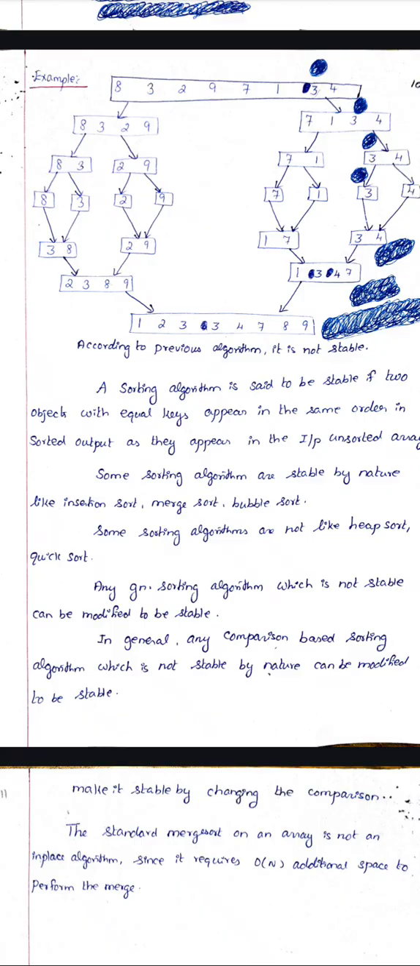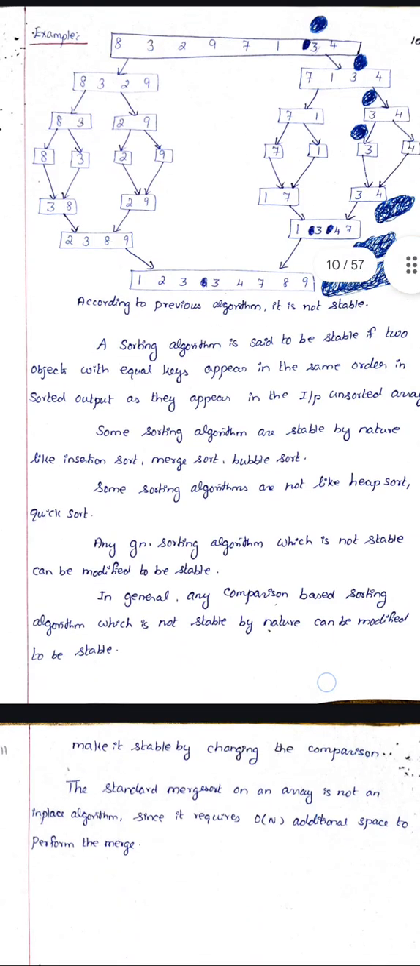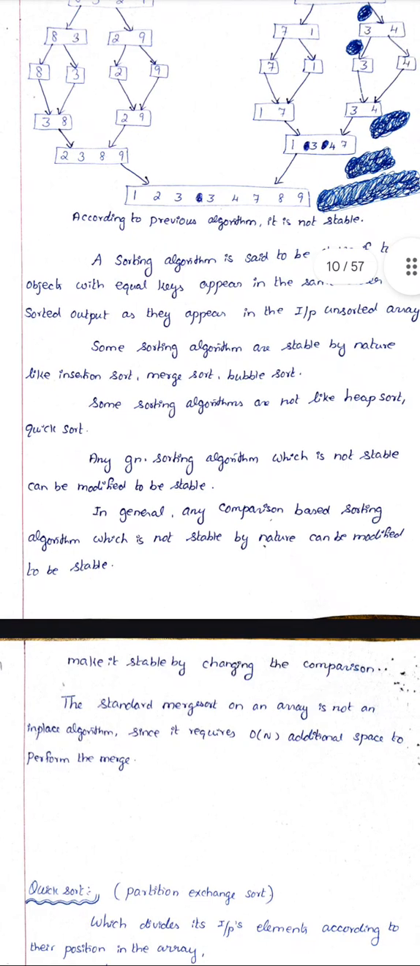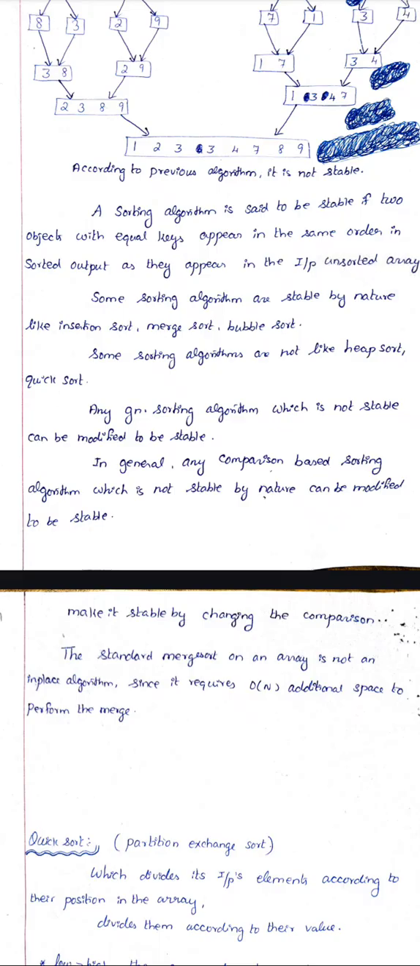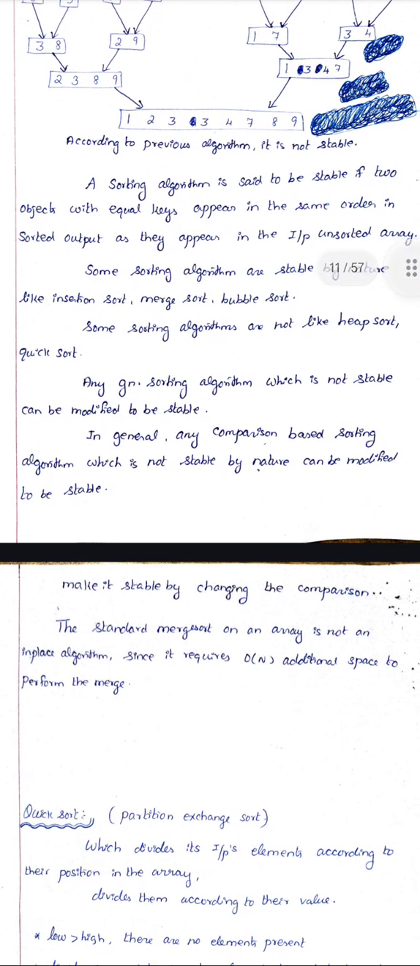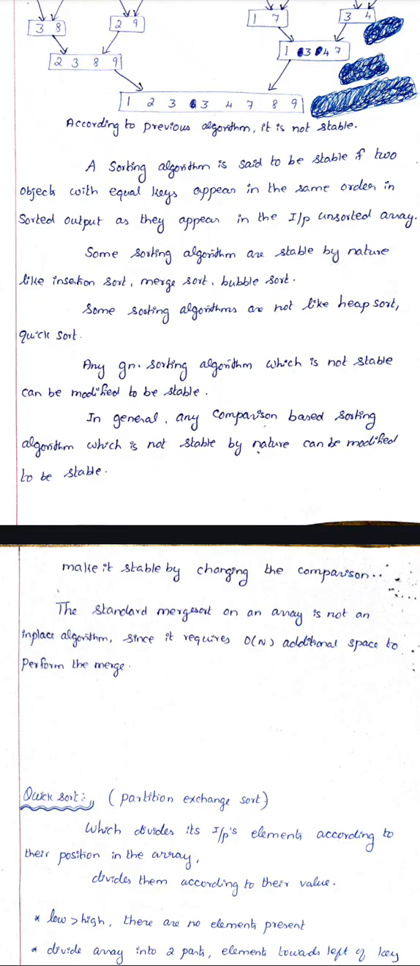The first element of this, if it is greater than the second instance's first element, that will be considered for the combined array. In the same way, combine all the elements. According to the previous algorithm, it is not stable. A sorting algorithm is said to be stable if two objects with equal keys appear in the same order in the sorted output as they appear in the input unsorted array.